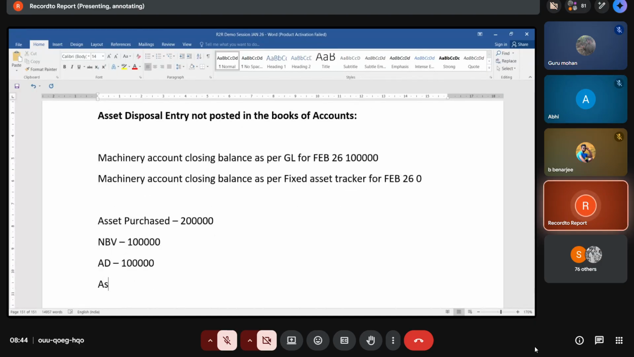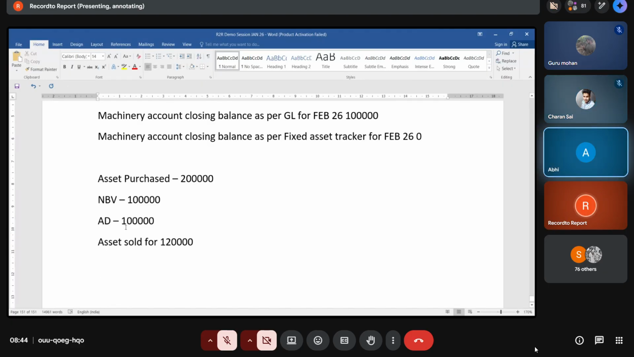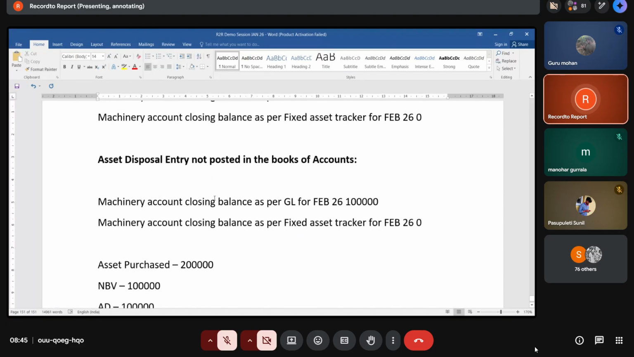So the asset is sold for 1,20,000. Is it a profit or loss on the sale? Your asset is 1 lakh, and you're selling for 1,20,000. Is it a loss or profit? It's a profit of 20,000. So the asset is sold at a profit, but the transaction itself is not posted. In the books of accounts it is showing 1 lakh, while in the tracker it shows they sold for 1,20,000.